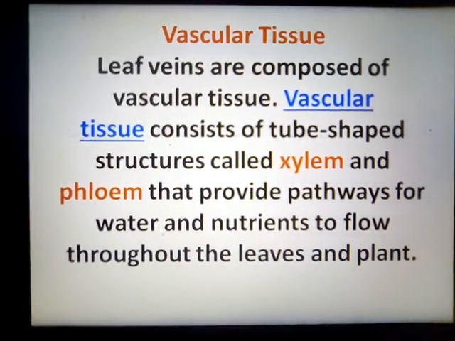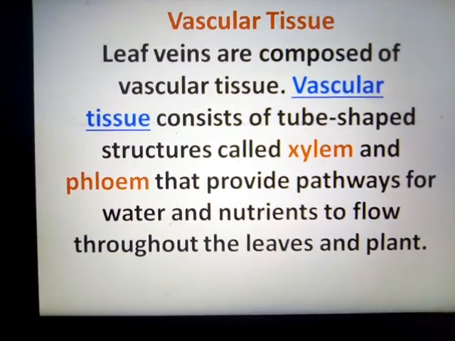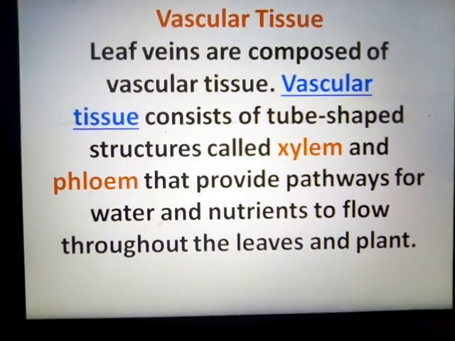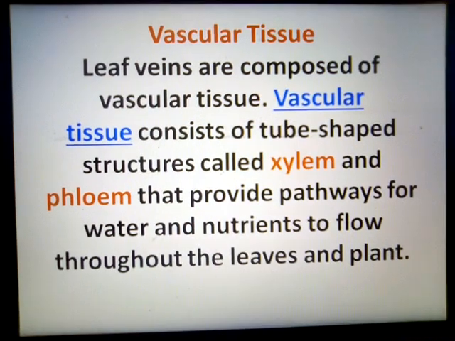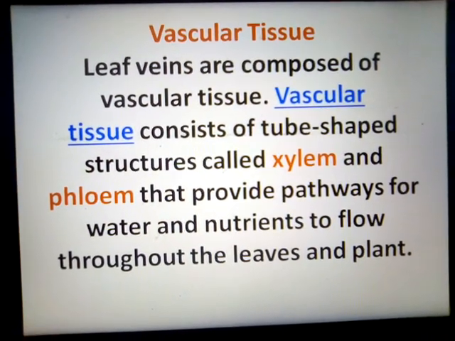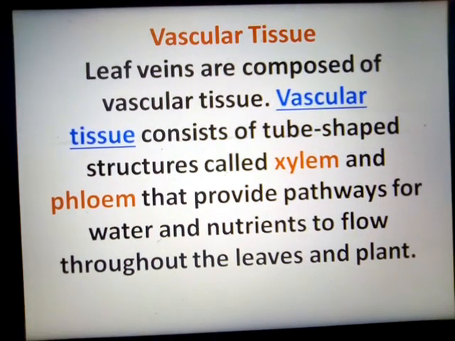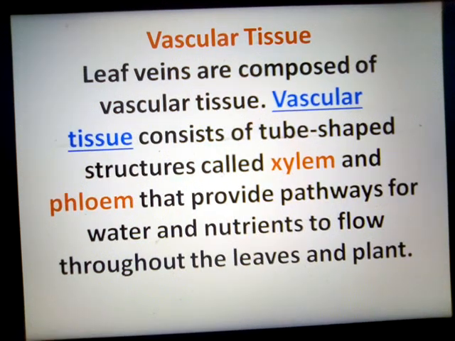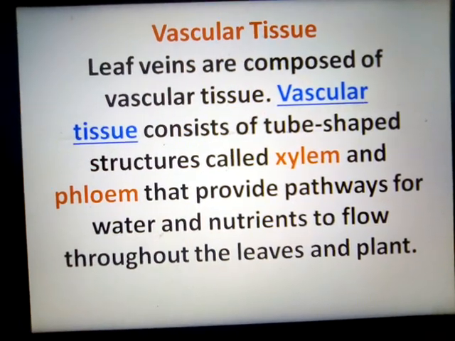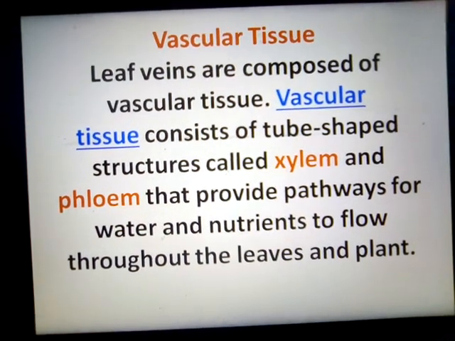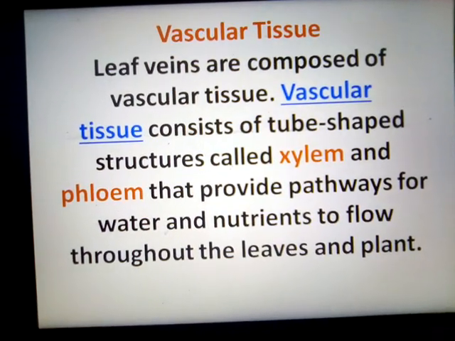Vascular tissue. Leaf veins are composed of vascular tissue. Vascular tissue consists of tube-shaped structures called xylem and phloem that provide pathways for water and nutrients to flow throughout the leaves and the plant.